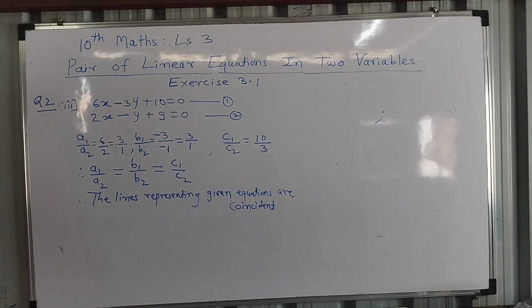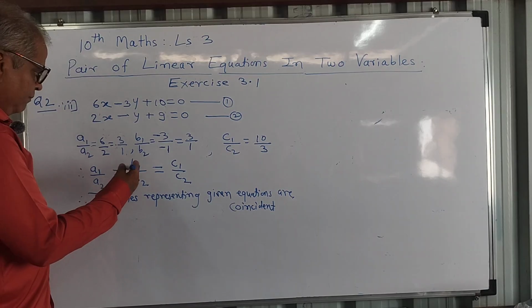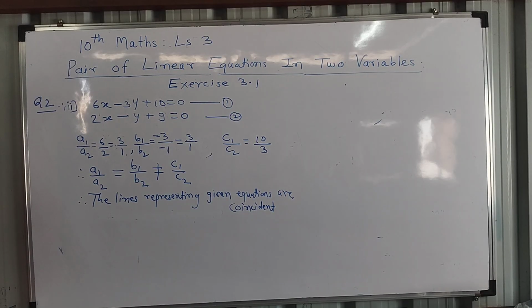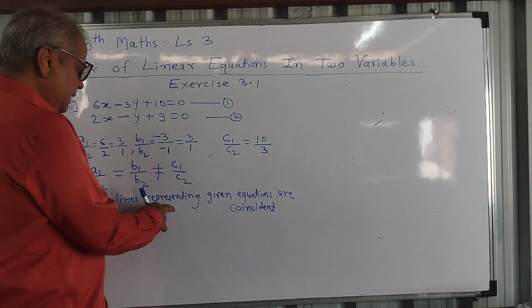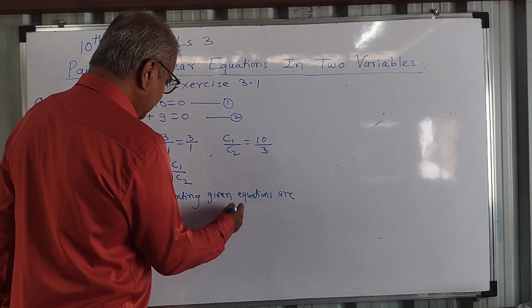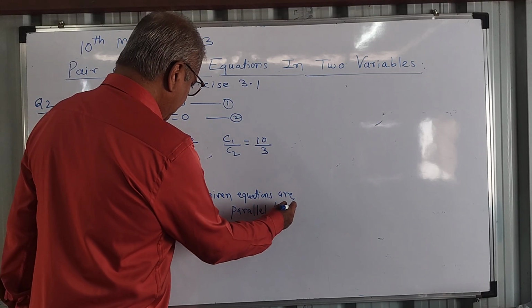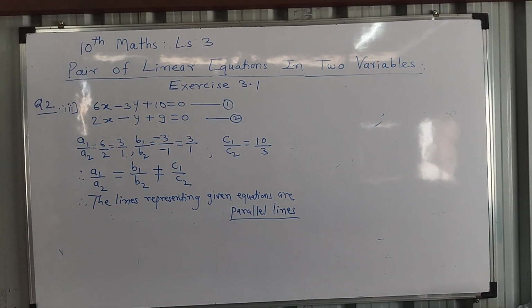After observations, we can write A1 upon A2 and B1 upon B2 are equal, but C1 upon C2 is not equal. Therefore, these equations have parallel lines which will have no solution. They are inconsistent. So the lines representing given equations are parallel lines.